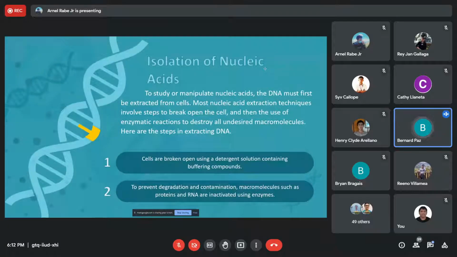To study or manipulate nucleic acids, DNA must first be extracted from cells. Most nucleic acid extraction techniques involve steps to open the cell and then the use of enzymatic reactions to destroy all undesirable macromolecules. Here are the steps of extracting DNA. First, cells are broken open using detergent solution containing buffering compounds. Second, prevent degradation and contamination. Macromolecules such as proteins and RNA are inactivated using enzymes.